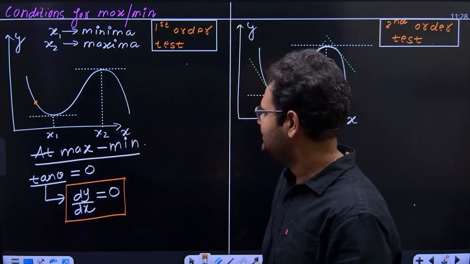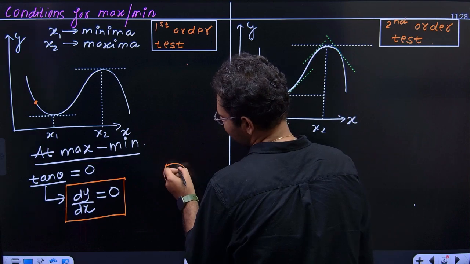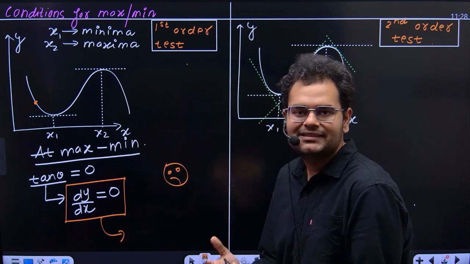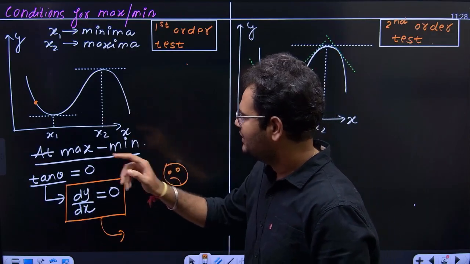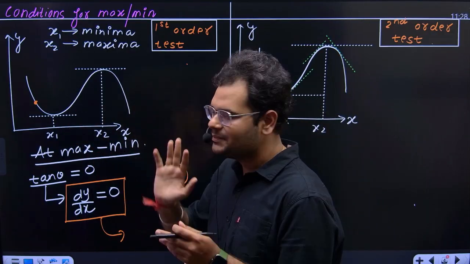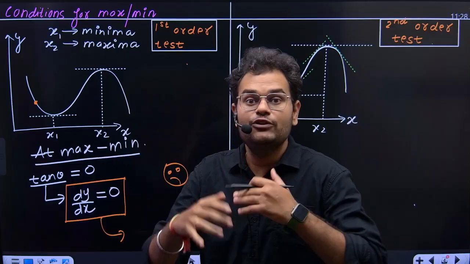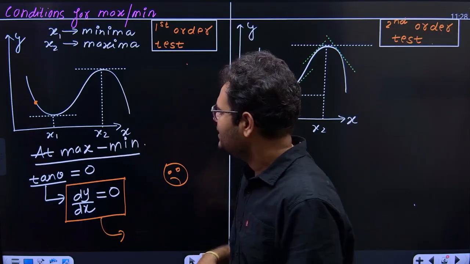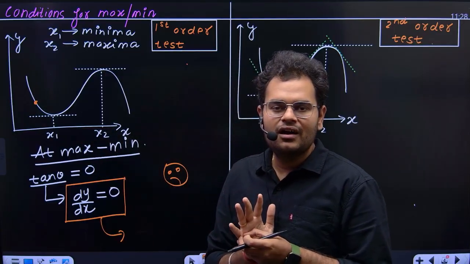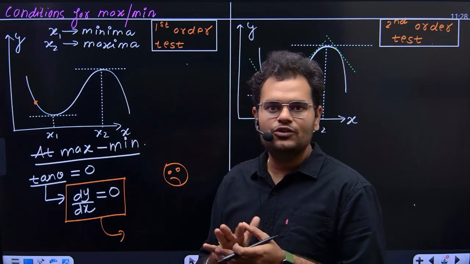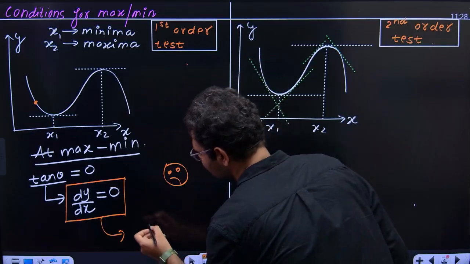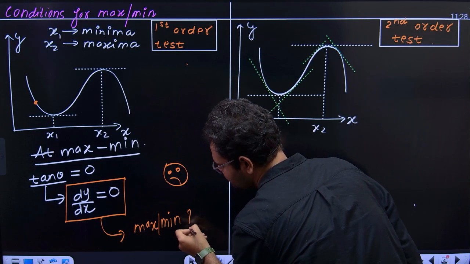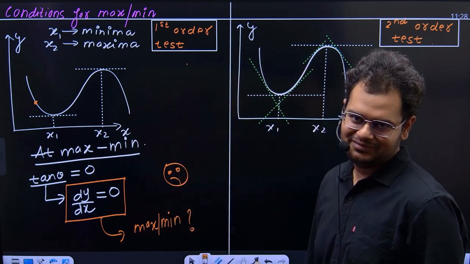But my confusion is, see, now I will become sad. Why, sir? Because this will not tell me whether it is maxima or minima. On the graph you can see that okay, at x1 there is a minima and x2 there is a maxima. But in examination, when you will be solving the question, at that time graph will not be given. Then how do I know whether x1 is minima or x2 is maxima? Because dy by dx is equal to 0 for both cases. So then which is maximum and which is minimum, I cannot tell.